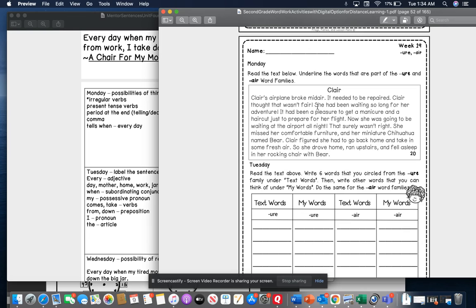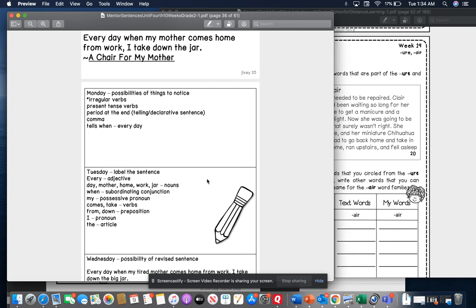So your job for today is to read your paragraph. This paragraph is posted in your discussion for today, and you're going to find all of the U-R-E and A-I-R words that you can find in it in the discussion. And tomorrow we will spend some time talking about telling and declarative sentences.